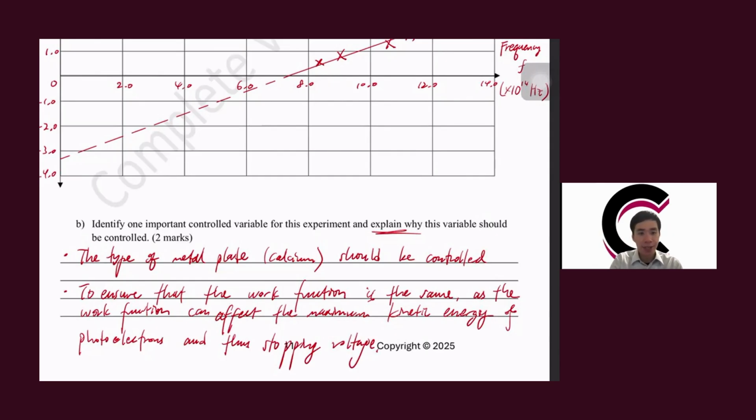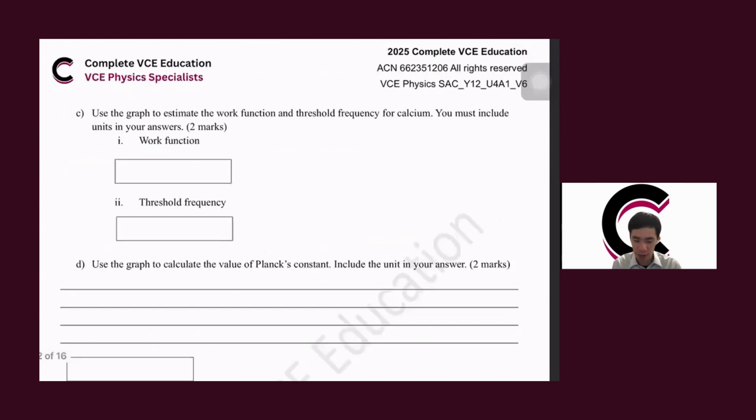Okay. So past CS, they use the graph to estimate the work function. Usually they give like a range, right? So use the graph to estimate the work function. Must use the graph. You can't just calculate it. Please don't do that. You must refer to the graph. Include units for your answers. Work function and threshold frequency.